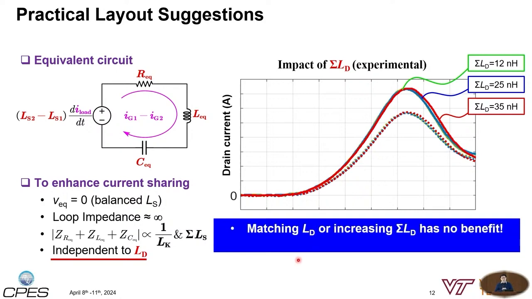So this gives us two important notes: either matching the drain inductance or increasing the summation of your drain inductance has no benefit from the current sharing point of view. And also, if you really need to increase the commutation loop inductance, to avoid this kind of situation you should increase your summation of source parasitic inductance to enhance the dynamic current sharing.